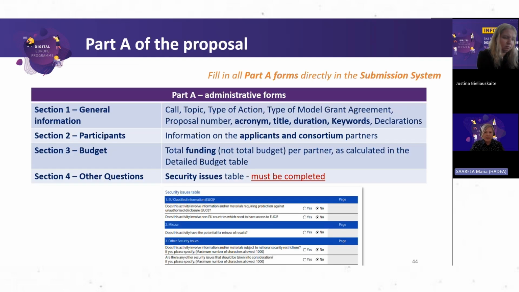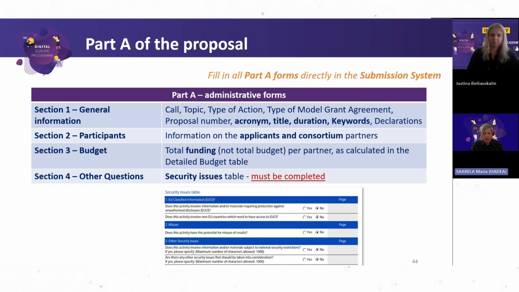So Part A, these are online forms that are within the system. The system will guide you through completing them, and there's also a possibility to push the validation button, which gives you information if some information is missing or incorrect. So there's general information on the proposal, such as title and duration. Then you will also enter all the information of all applicants and the consortium members. There's a specific section for the total funding that you will request, and then a security issues table.